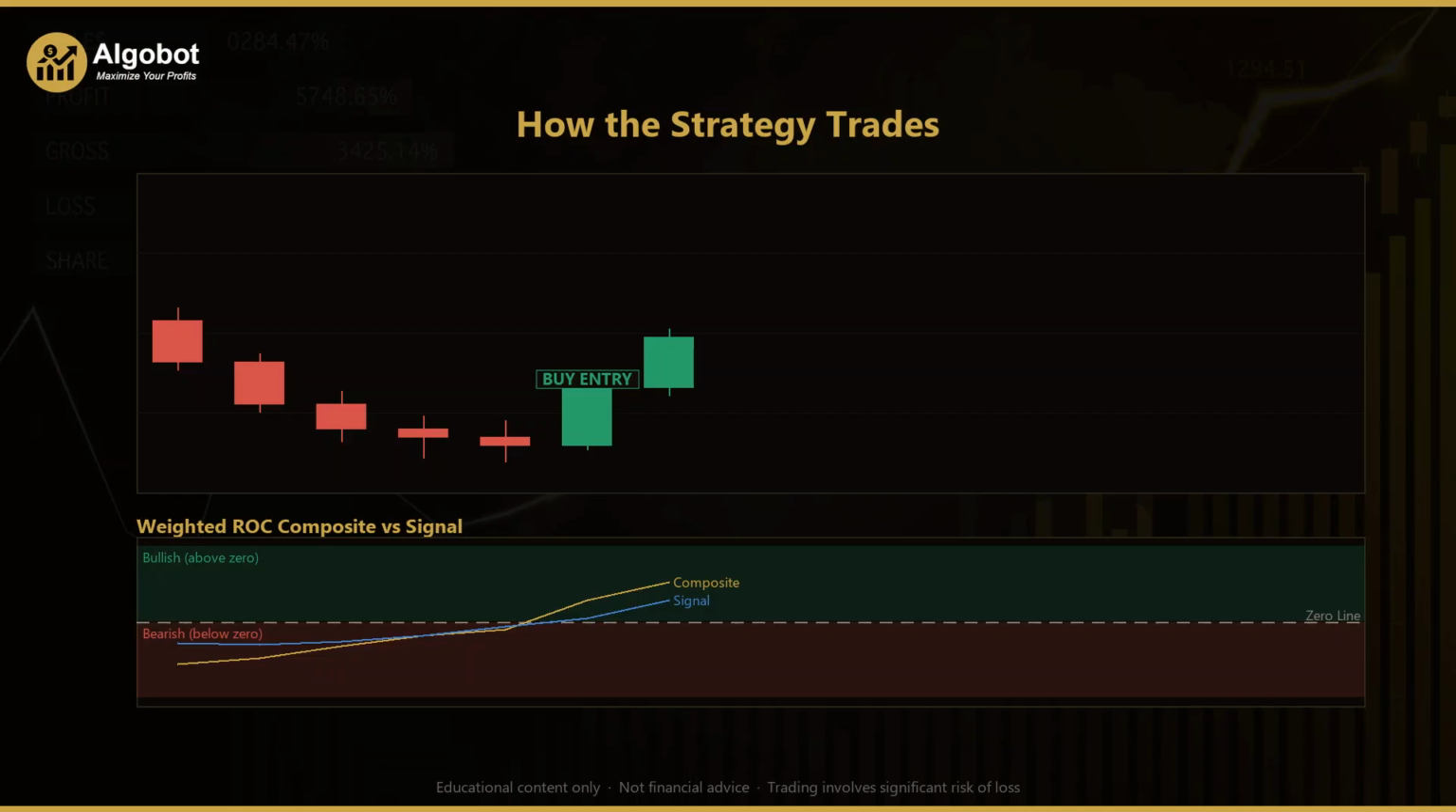Then comes the breakout candle. Price pushes up with a strong bullish bar, and in the panel below the composite line finally crosses up through its signal line, and, at that very same moment, lifts above the zero line into the green. Both conditions are now satisfied. An upward crossover on the bullish side of zero. That is where you see the buy entry marker appear.